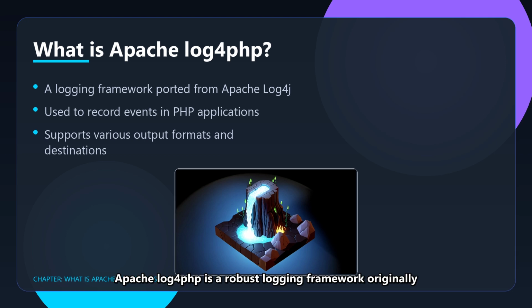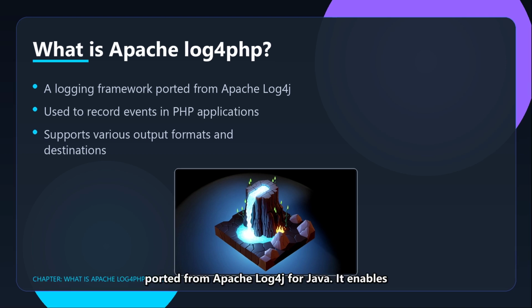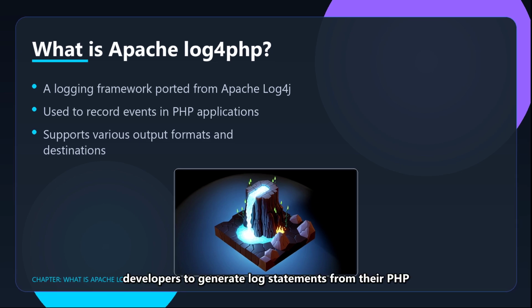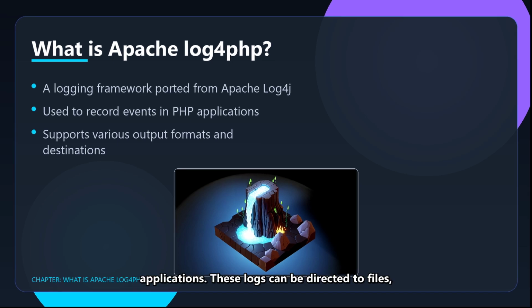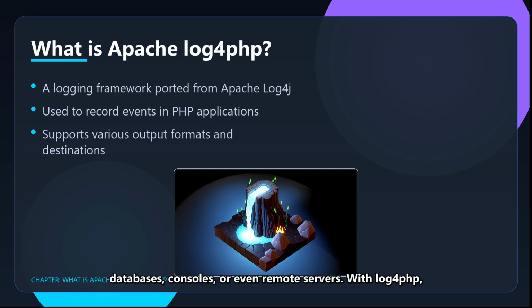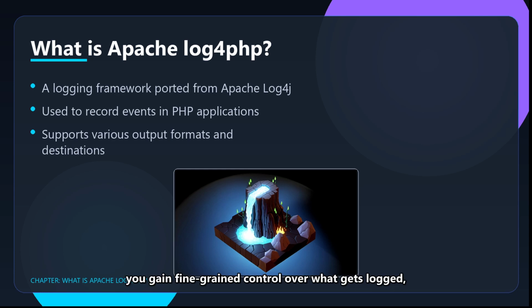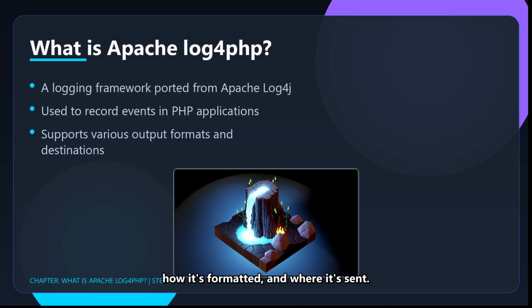Apache log4php is a robust logging framework originally ported from Apache log4j for Java. It enables developers to generate log statements from their PHP applications. These logs can be directed to files, databases, consoles, or even remote servers. With log4php, you gain fine-grained control over what gets logged, how it's formatted, and where it's sent.